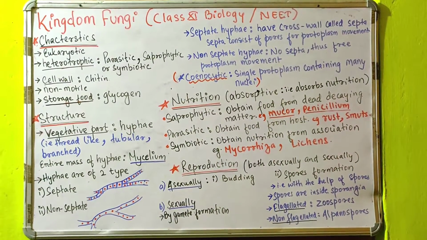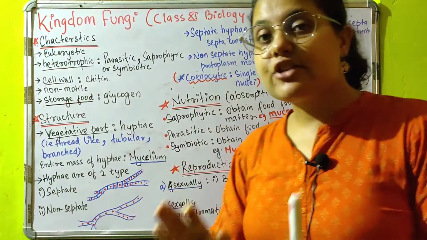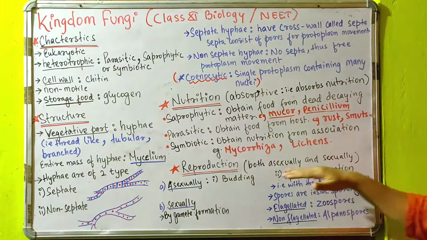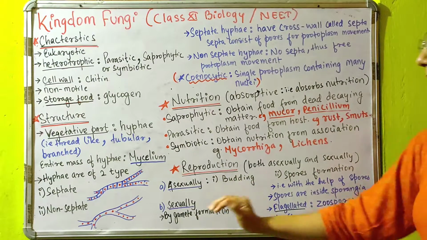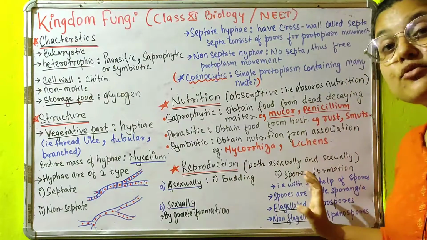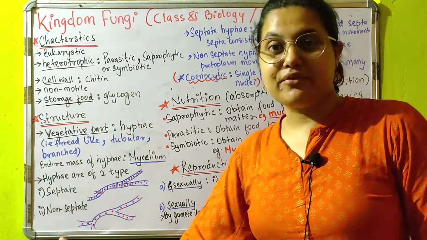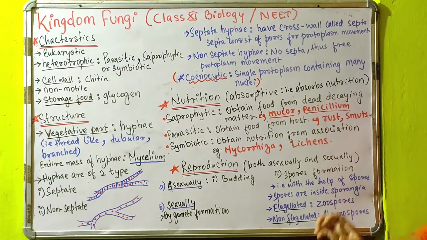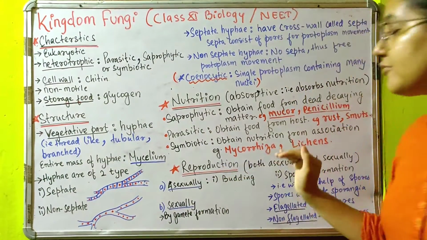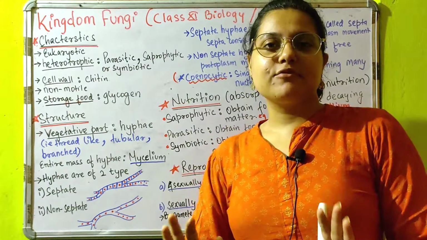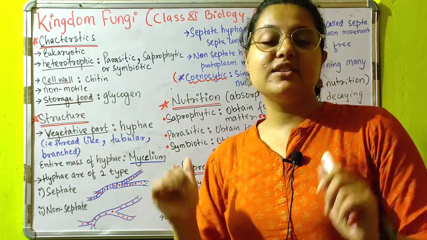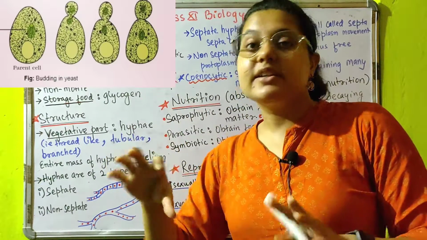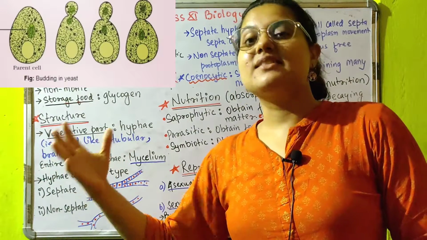Now coming to the reproduction part, children, they reproduce both sexually as well as asexually. And how asexually? By two types, that is budding and spore formation, and sexually by gamete formation. We'll be studying more about the reproduction in the upcoming video, but here let us just see the basic concepts. Now coming to asexual reproduction, they reproduce by budding. You have studied this from class 7 onwards, isn't it? There, a small bulge is formed from the parent body.